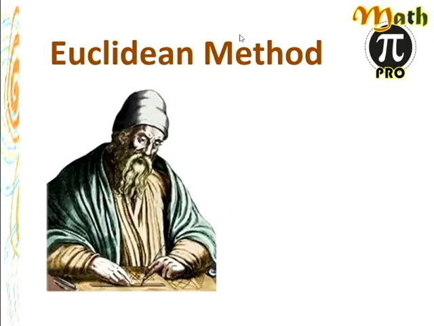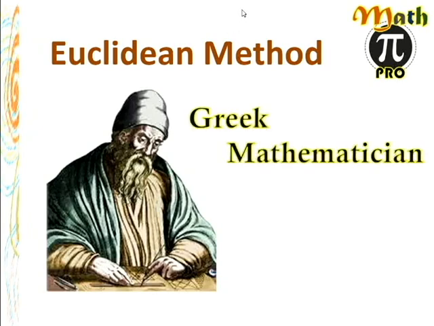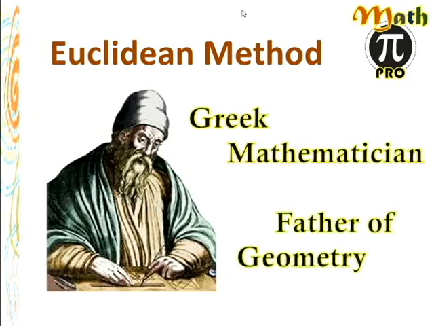The method that we use is actually called the Euclidean method or the Euclidean algorithm. Euclid is a Greek mathematician. He is actually the father of geometry.